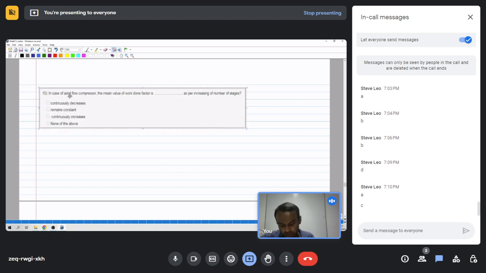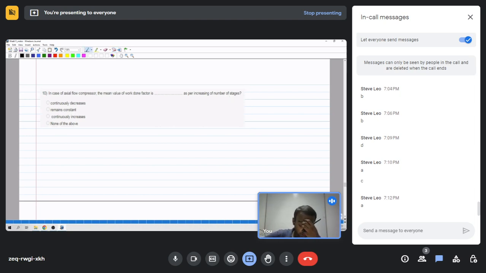In case of an axial flow compressor, the mean value of work done factor is dash as per the increasing number of stages: continuously decreases, remains constant, or continuously increases. Yeah, it continuously decreases.